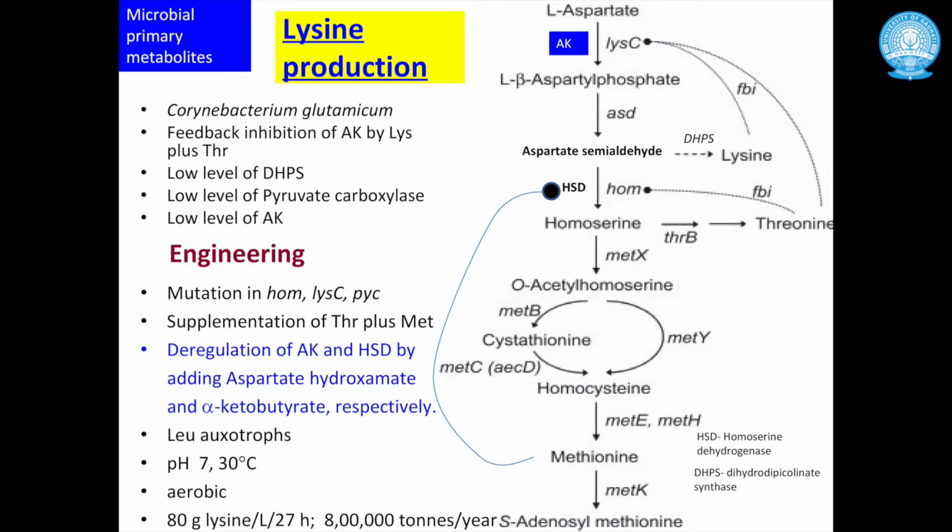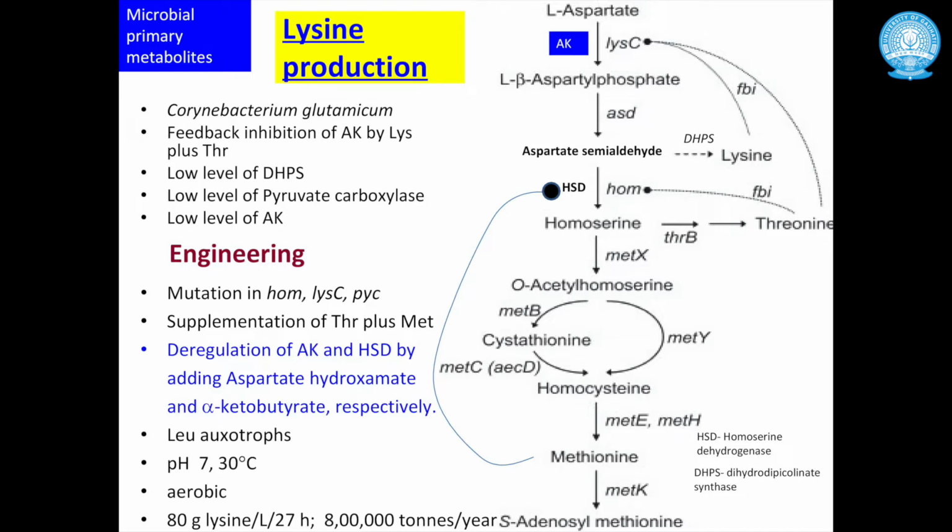So what we will do is provide threonine and methionine in the medium that will be used to grow Corynebacterium glutamicum for lysine production. This will ensure the availability of threonine and methionine amino acids for the normal growth of this bacterium.